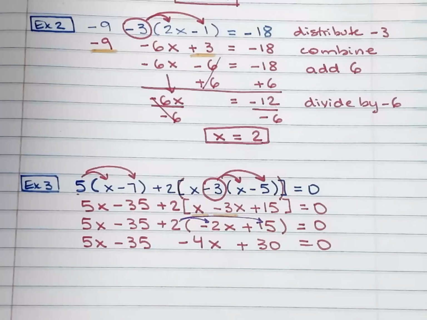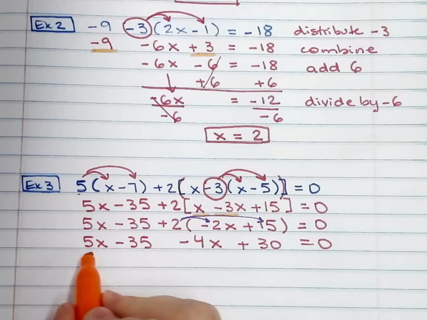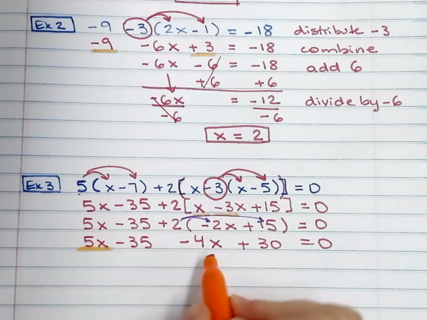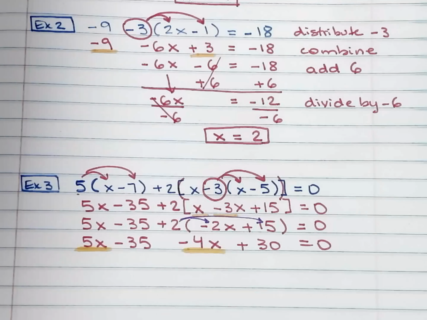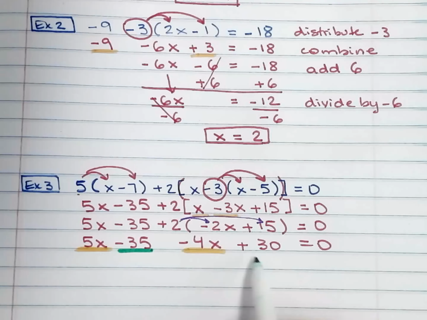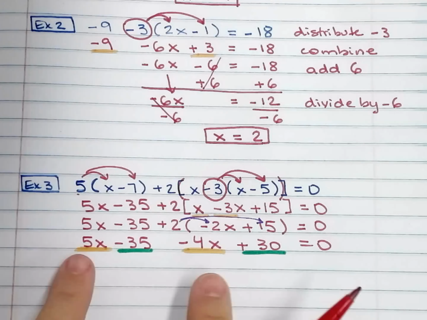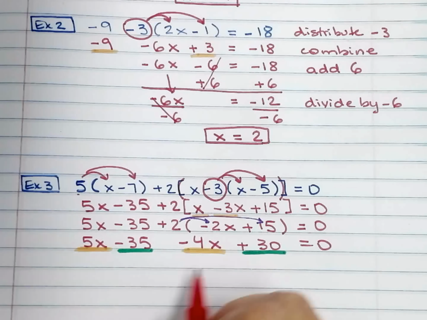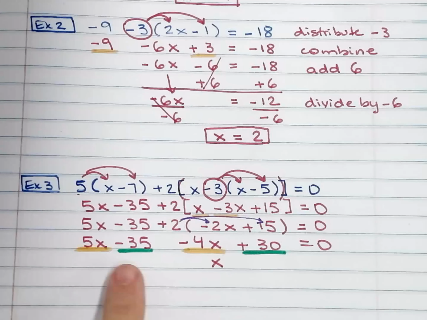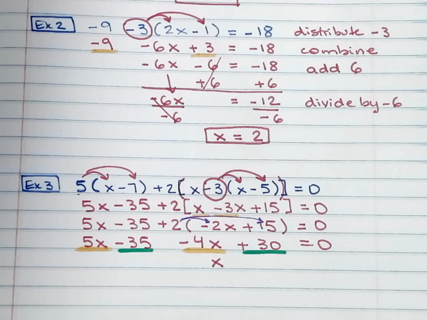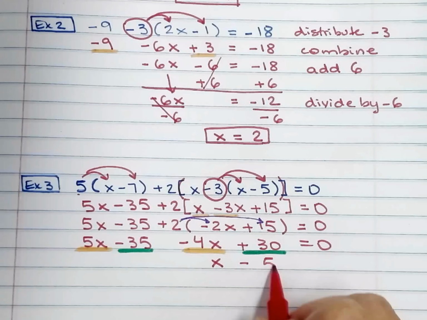Okay, now I have a whole bunch of things that I can combine. Well, not a whole bunch, but I'll be able to combine x with x. And I'll also be able to combine the constant, the negative 35 and the positive 30. So 5x minus 4x, I have just positive 1x. Negative 35 plus 30, I have negative 5.